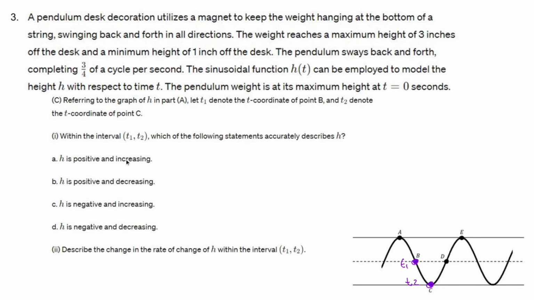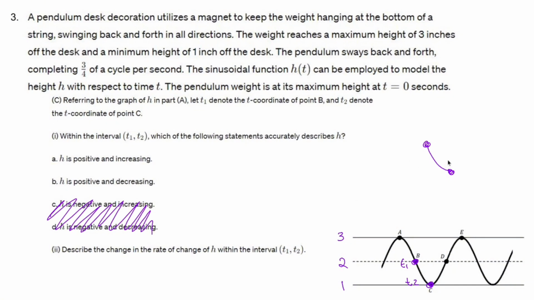H is positive and increasing. Okay, so hold on, time out. Let's break this down. Let's remember exactly what we're dealing with, because it's giving me options about positive, negative, stuff like that. Remember, this is a pendulum swinging back and forth. It's up in the air in positive land. So you're 3, you're 2, you're 1. No matter what happens within this interval, so they're basically saying what's happening between here and here, we're positive because we're above ground. This is a pendulum swinging in the real world, so we're above ground, and no matter what, it's going to be positive.